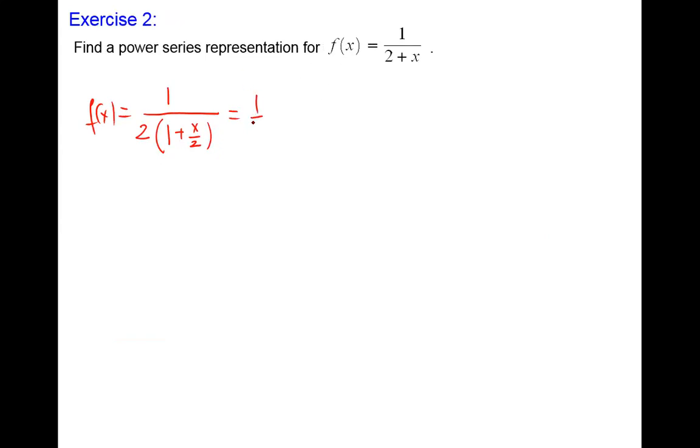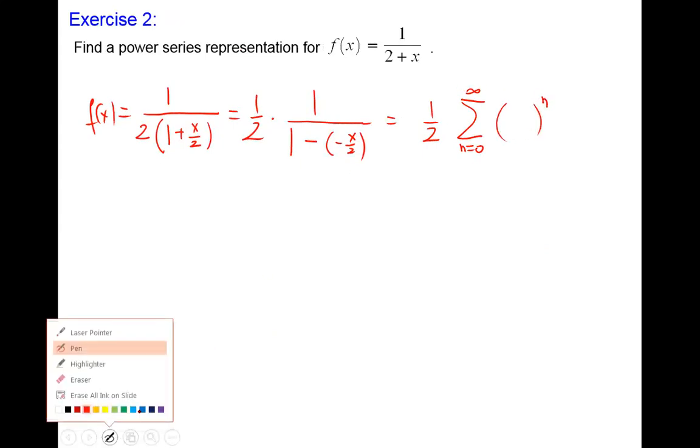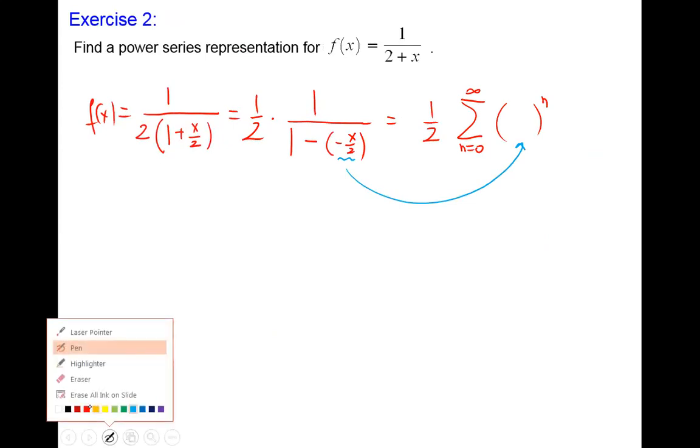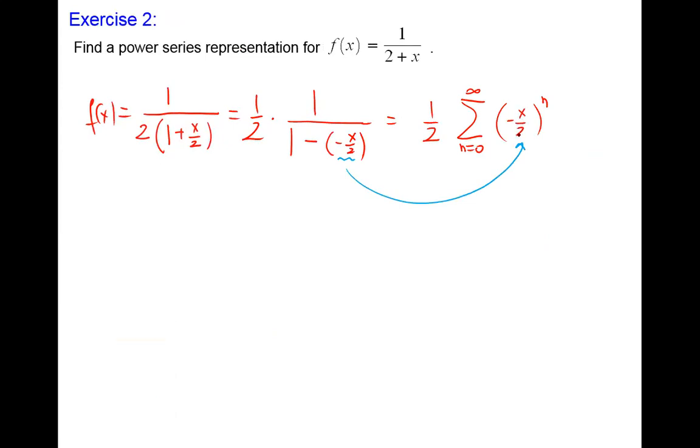Let me put 1/2 times 1 over 1. Again, we don't like addition because we want subtraction of the common ratio. Now it looks good. I have 1/2, and my power series, with the quantity to the power of n. What quantity? I have to copy this quantity, negative x over 2. That's my power series representation.